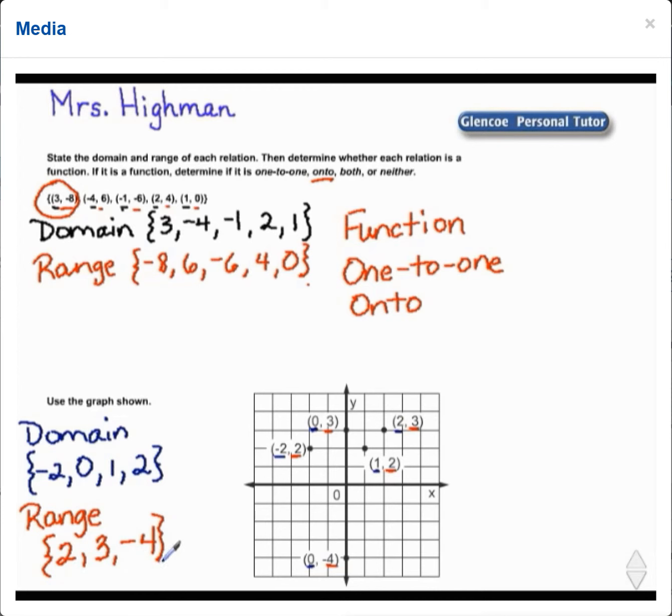But we have to decide if it is a function now. And again, for a function, every element in the domain has only one pair in the range. So we talked about how some things are repeated. Like right here, this point 0, 3, and this point down here, 0, negative 4. The element 0 in the domain is paired with two values. It's paired with a 3, and it's paired with a negative 4. So that means that this one is not a function.